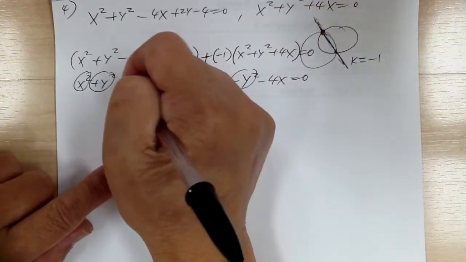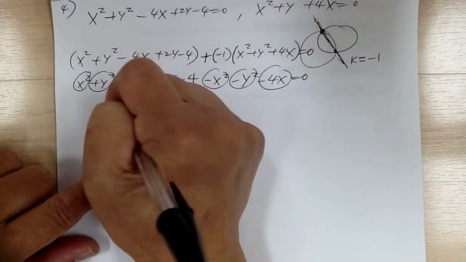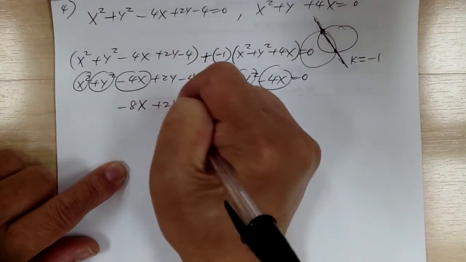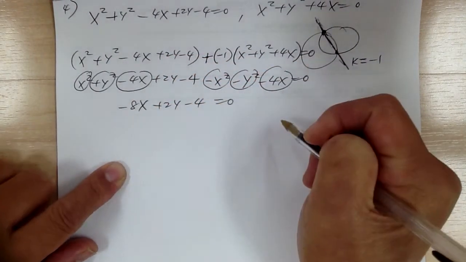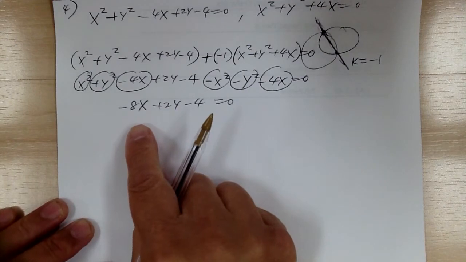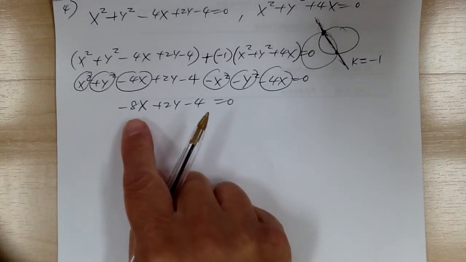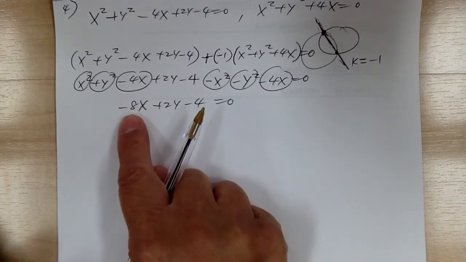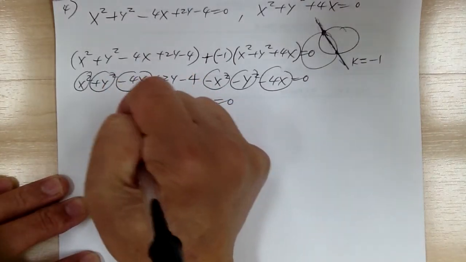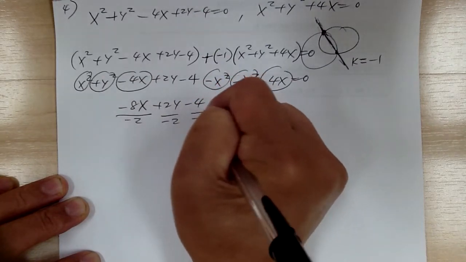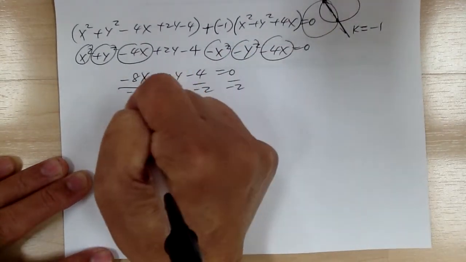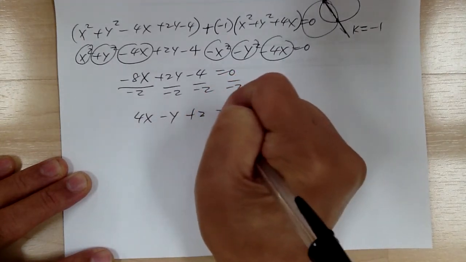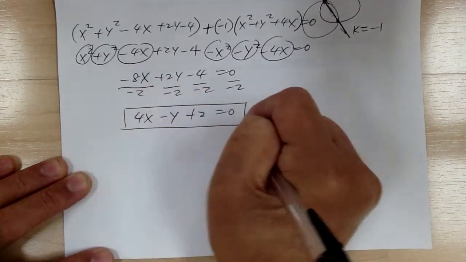Okay, then you have this one, and this one will give you minus ax, and that's it. So you got plus 2y minus 4 equal to 0. Now to simplify your equation, you can divide everything by -2, because you don't want to start with a negative in front, right? So divide everything by -2. So you got 4x minus y plus 2 equal to 0, and that's it.